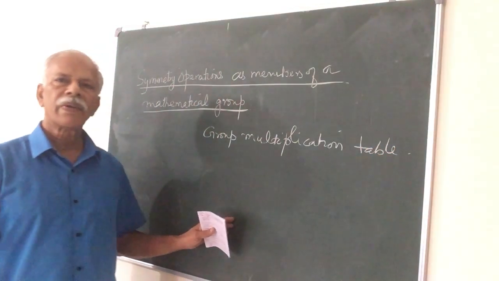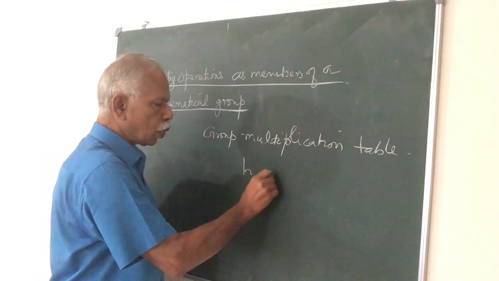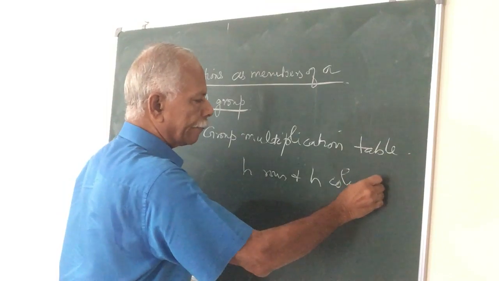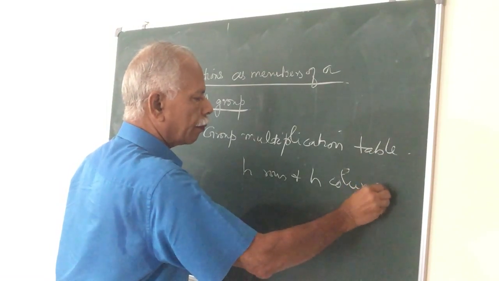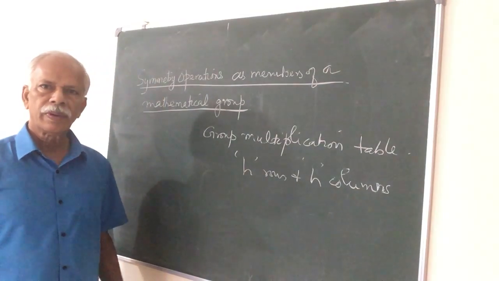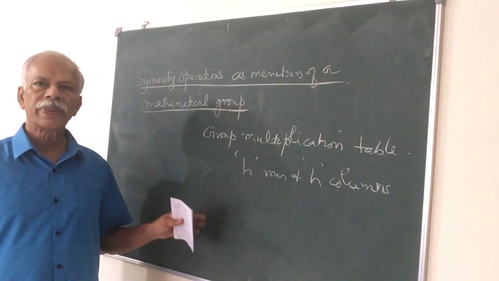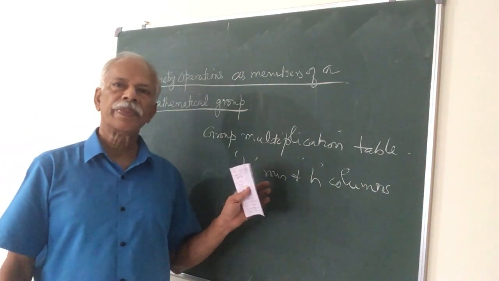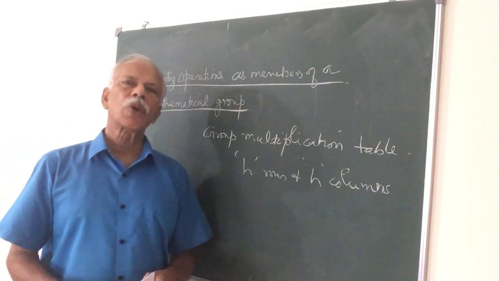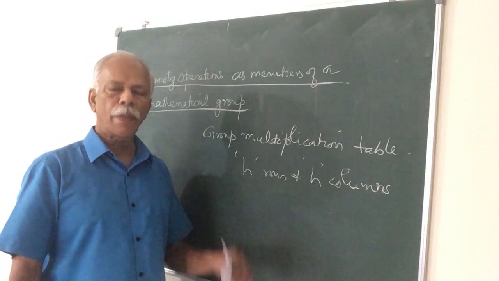It contains H rows and H columns, where H is the total number of operations. So there will be 4 columns and 4 rows in the multiplication table for the water molecule. Every column and row will be headed by the group operations.